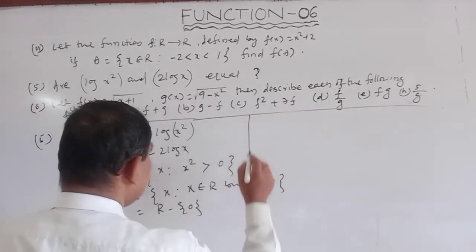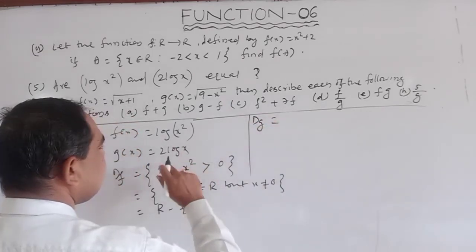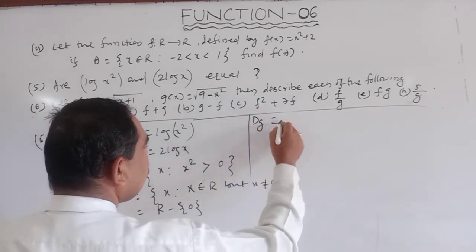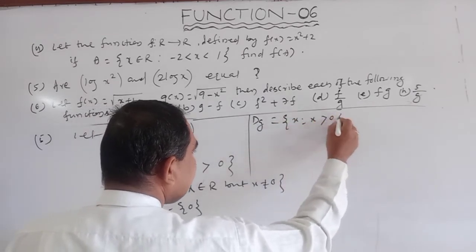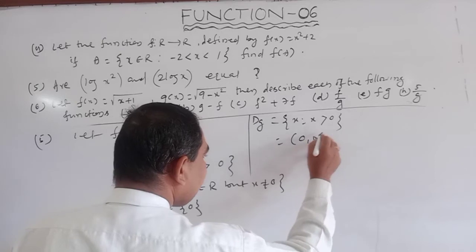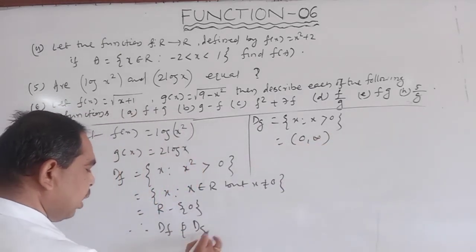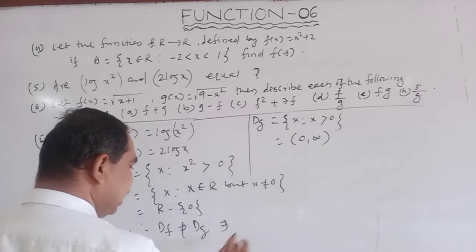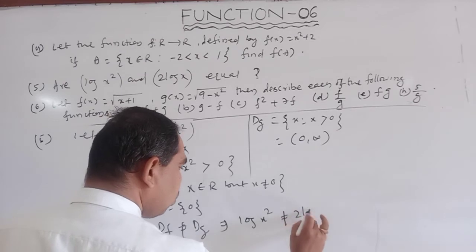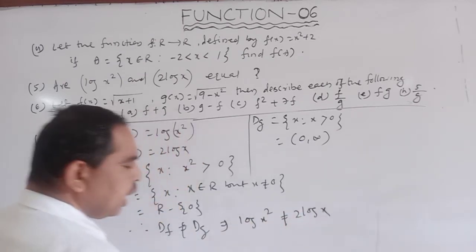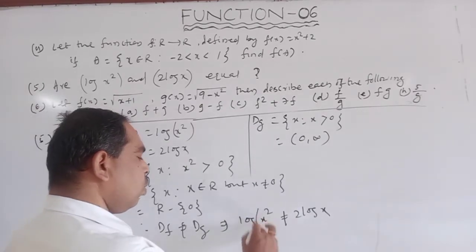Similarly, the domain of g is x such that x is greater than 0, that means 0 to infinity. Since the domain of f is not equal to the domain of g, this implies log x square is not equal to 2 log x. Functionally, they are not equal.